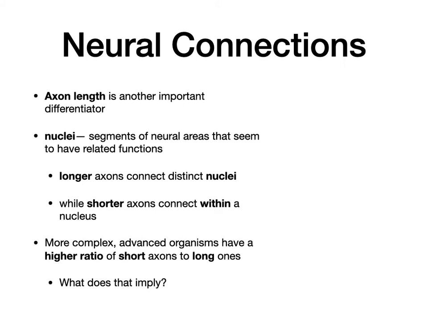So more complex organisms like us have a higher ratio of short axons to long ones. What do you think that means?